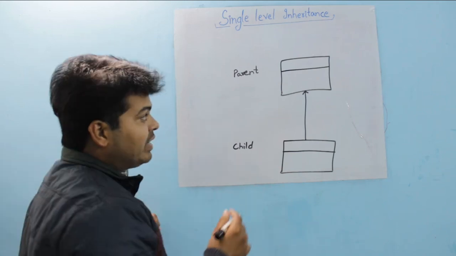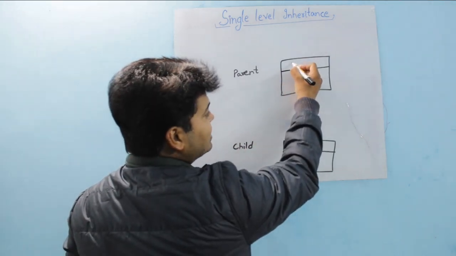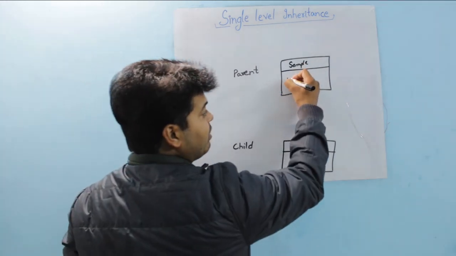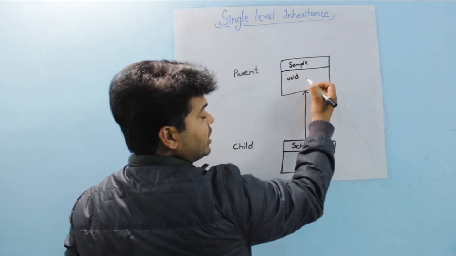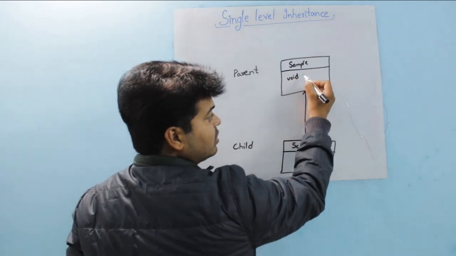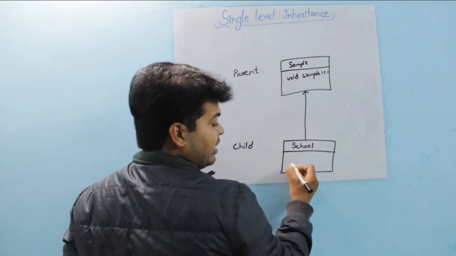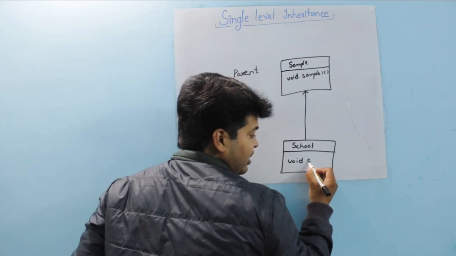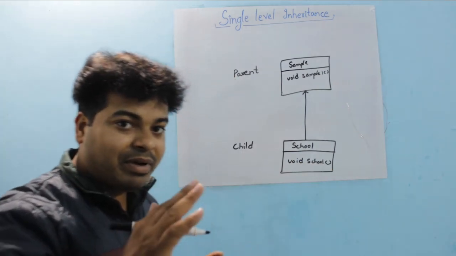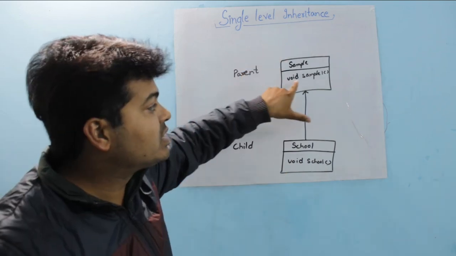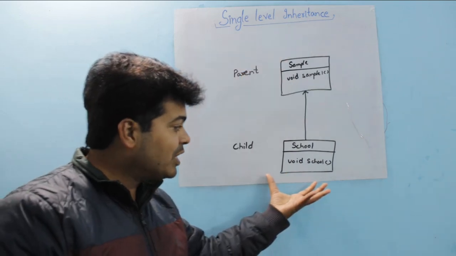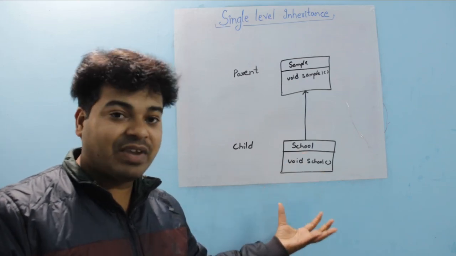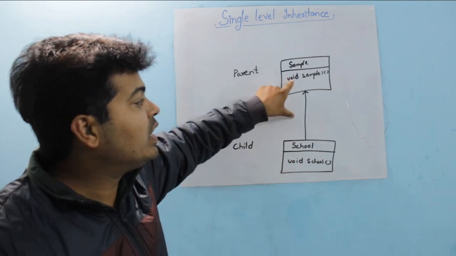And always remember, let's say the class name here is sample, and the class name here is school. The method name can be anything, but it should be non-static. So I'm giving void sample1, and here void school1. To access these methods, you need to create an object for this particular class, that is school, and using its reference variable you can access these methods.